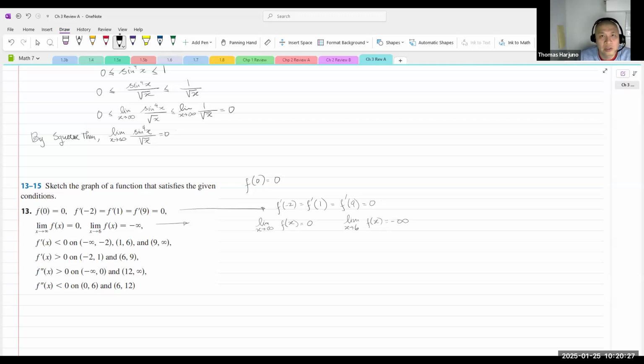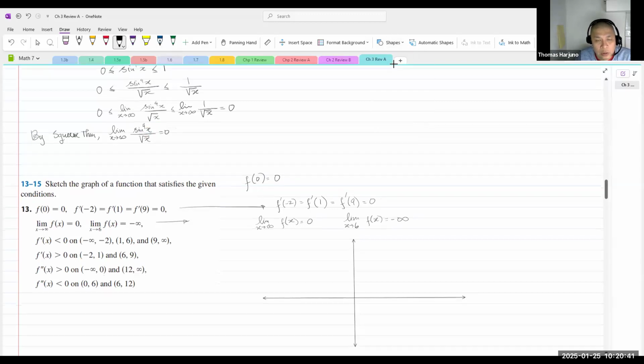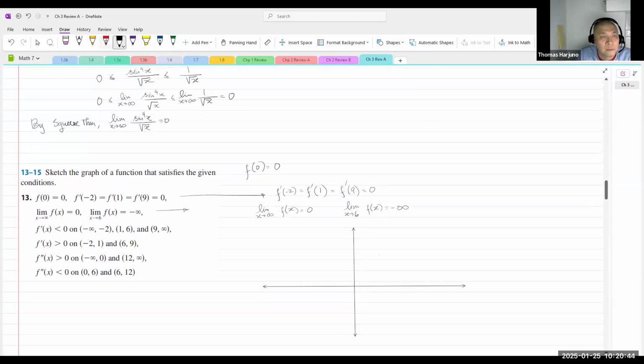You know what? Let me try to sketch that first. So let's say this is my x-axis. At x equals 0, the x-intercept is 0. That's also the y-intercept. And we have horizontal tangent lines at negative 2, at 1, and at 9. We have a vertical tangent line at 6.